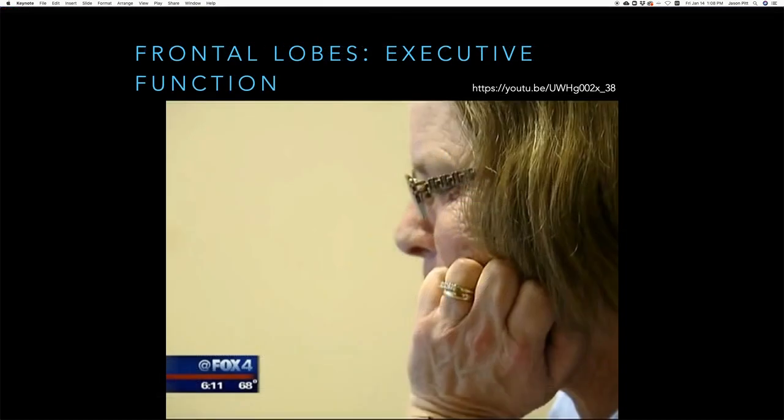We'll get a better idea of what these different parts of the cortex do whenever we see damage to them. So we'll start off in the frontal lobes. Remember, when we think frontal lobes, we should be thinking behavior.